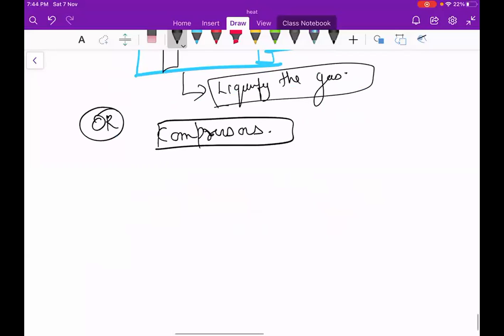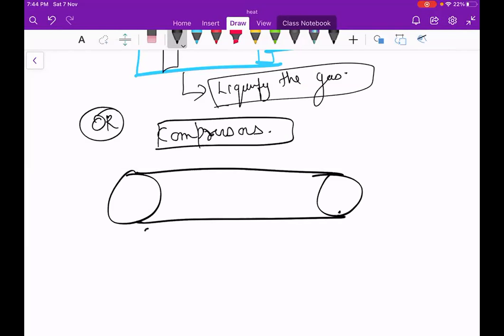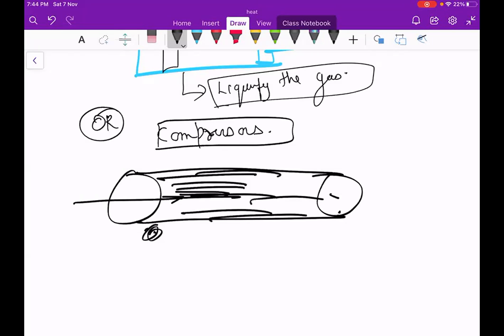You have seen when you fill air in your vehicles or in your cycle, there are compressors like this. What they do exactly is compress your air, and at the outlet, when it releases, the motor starts compressing again.